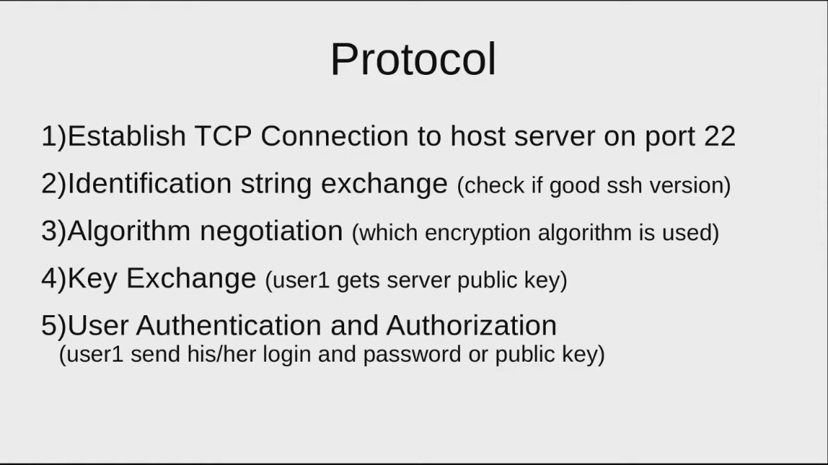In the second phase, the client and the server send each other a string with the protocol and software version. Each host checks if the versions are not obsolete. In the next phase, both hosts select which encryption algorithm will be used during the connection. In phase 4, the user on the client gets the public key from the server so that user 1 can authenticate the server. In phase 5, the user authenticates, and the host server will authorize user 1 to log in as user 2.